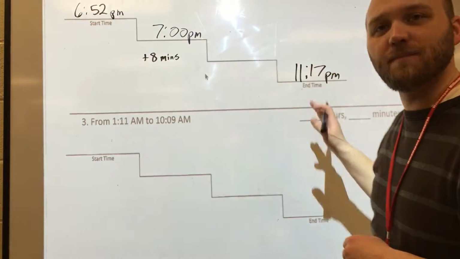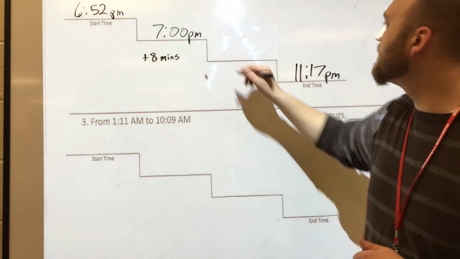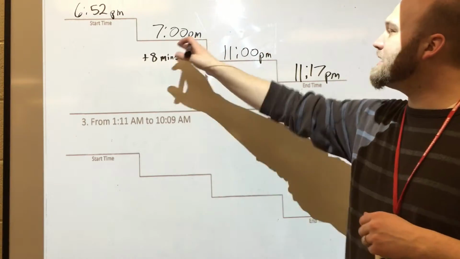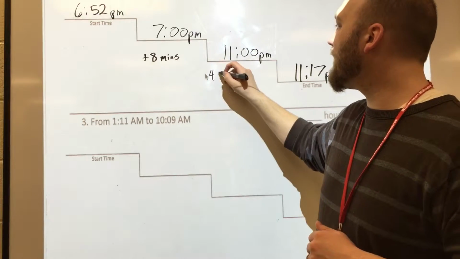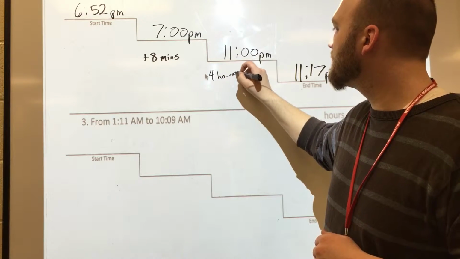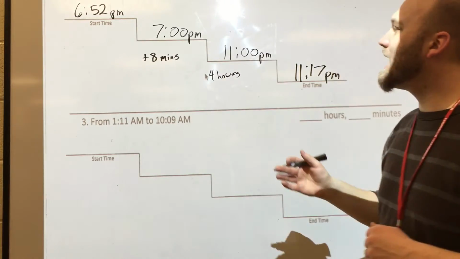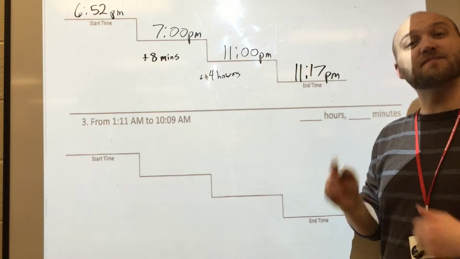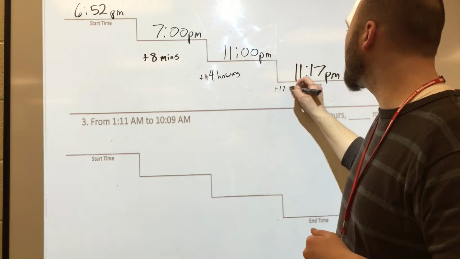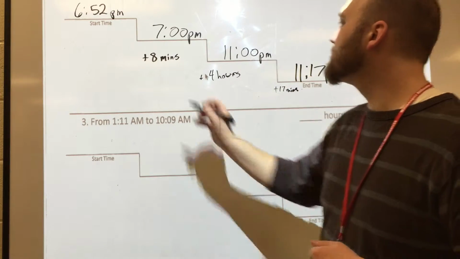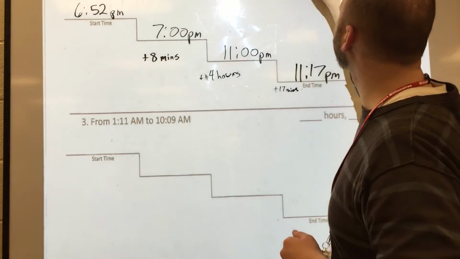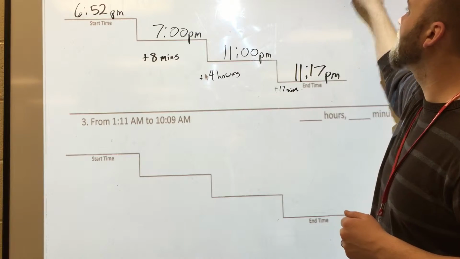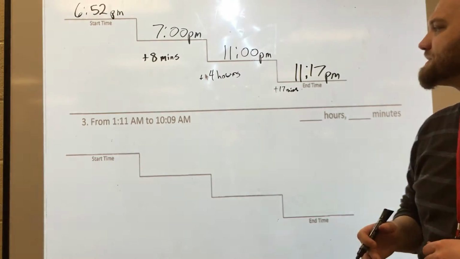From 7 p.m., I then jump to the hour that I'm going to end on, which is 11 p.m. Now, 7 p.m. to 11 p.m. is 4 hours. And then I have to go from 11 p.m. to 11:17 p.m., which is another 17 minutes. So when I come over here, I have 4 hours. 8 minutes plus 17 minutes is 25 minutes. 4 hours and 25 minutes.